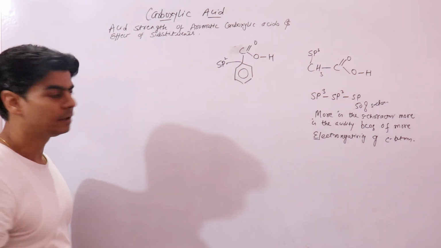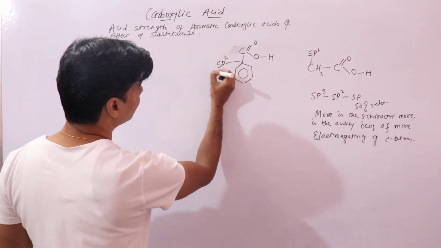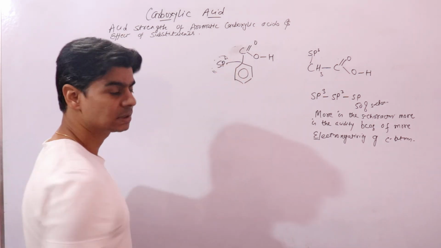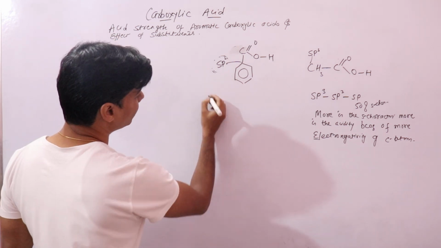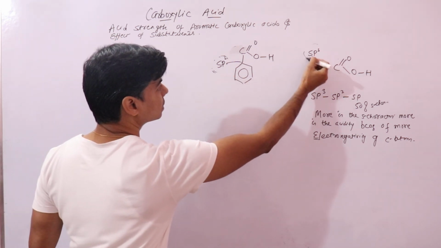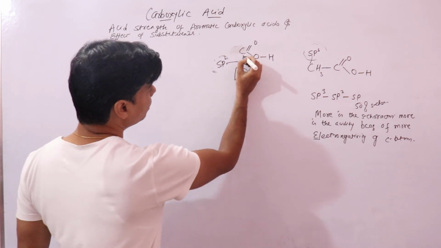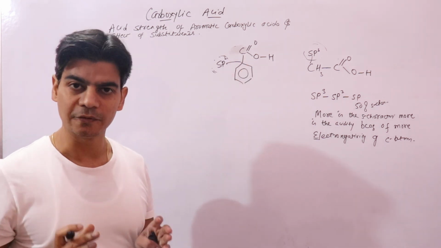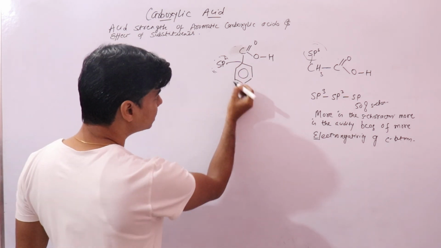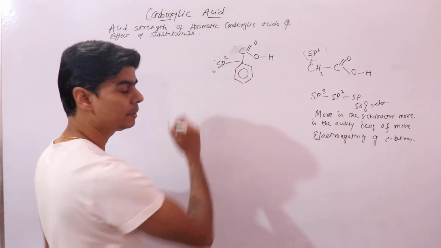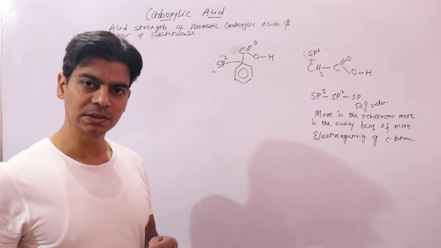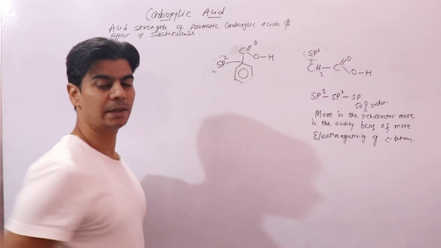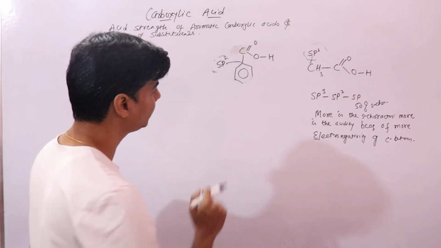And more electronegativity. Now since this sp2 hybridized carbon atom has more S character, this is more electronegative than this, right? So it has weak minus I effect, right? So benzene ring, due to sp2 hybridized carbon atom, has weak minus I effect, so it will withdraw electron from the carboxyl carbon and your oxygen of OH bond, right?